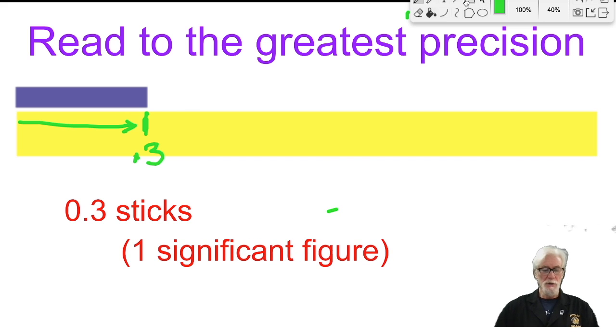What I have done is I've written down a number that has one significant figure. The 0 is not significant. I don't really need it, and it's not really part of the measurement. So I have recorded that 0.3. That 3, that digit there, that's what we call a significant figure or a significant digit.